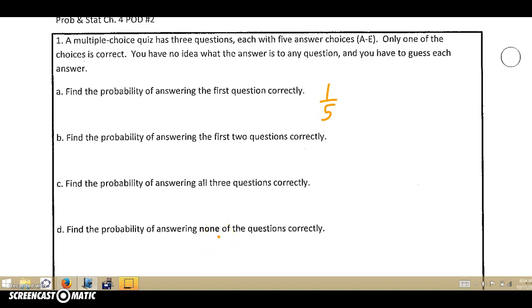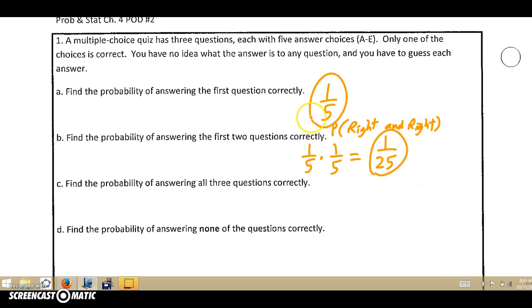Okay. Well, what's the probability I guess the first 2 correct? Well, I still have a 1 in 5 shot on both. But this is kind of an and, right? The probability that I guess the first one right, and the probability I guess the second one right. So I'm going to multiply. Obviously, they're independent. They don't affect each other. So it's 1 out of 25. How about I guess all 3? Well, that would be 1/5 on each one, right? 1/5 times 1/5 times 1/5, which is 1 out of 125.